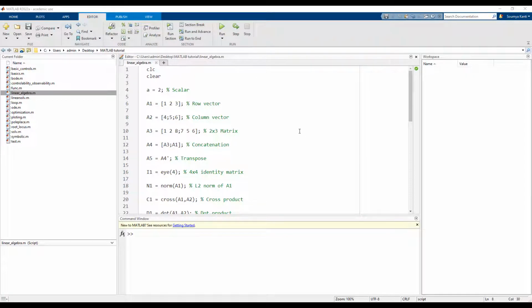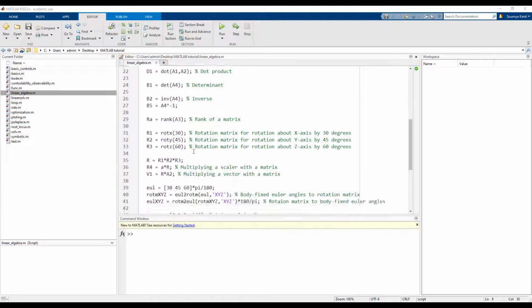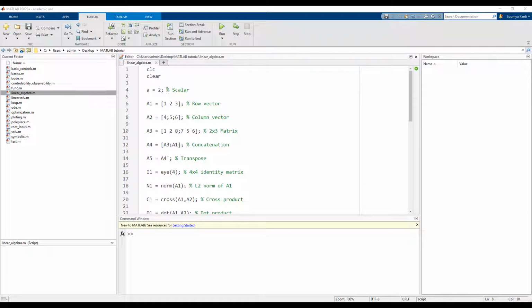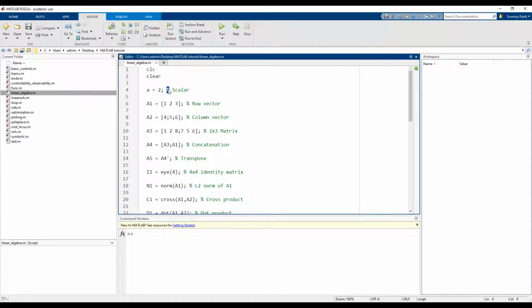Now we will go over a few examples in linear algebra. I'll go line by line to tell you what is happening in this particular file. Another thing is, if you have a percentage symbol in a line, whatever comes after that percentage symbol is treated as a comment. MATLAB will not execute that part.